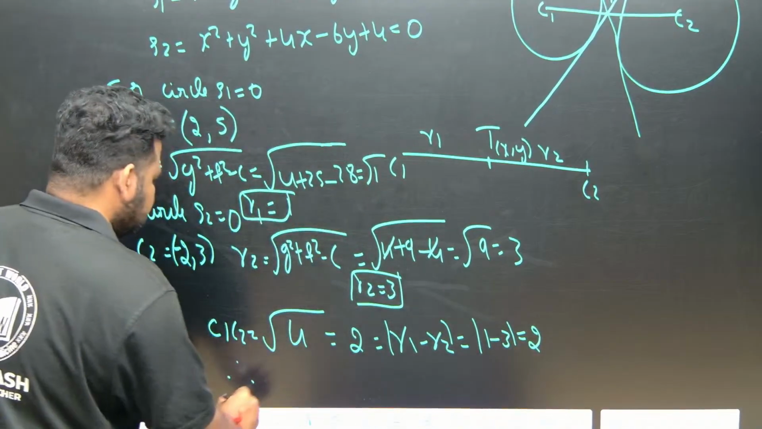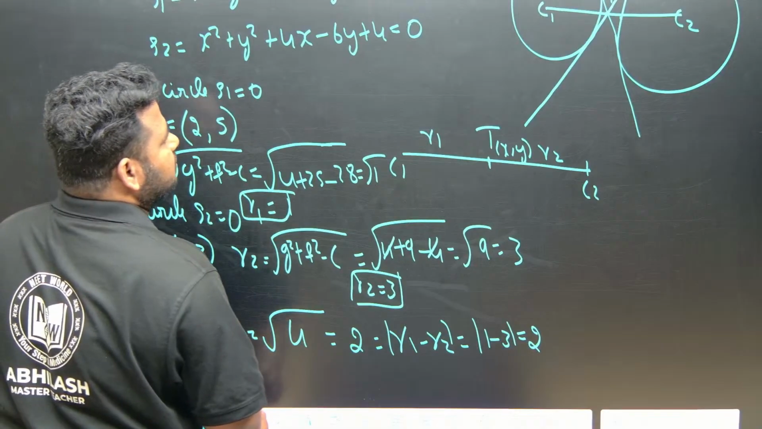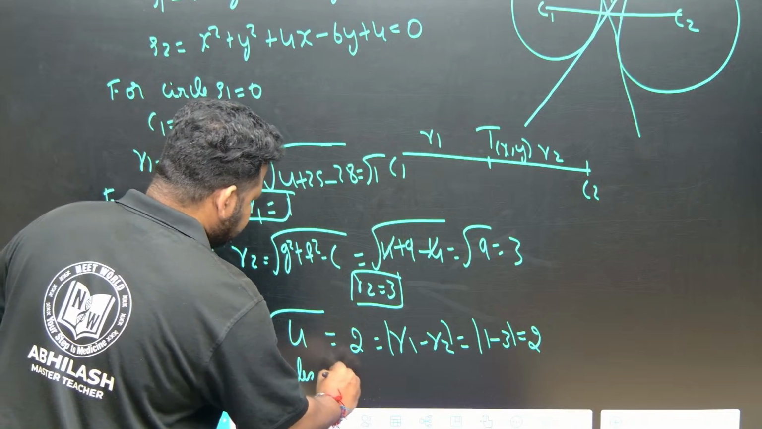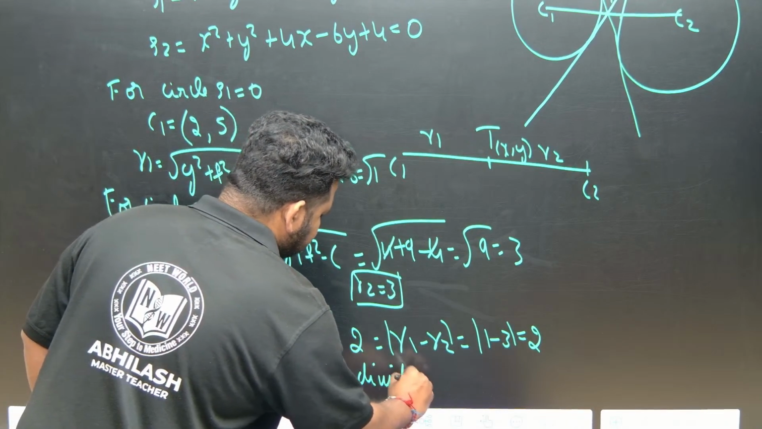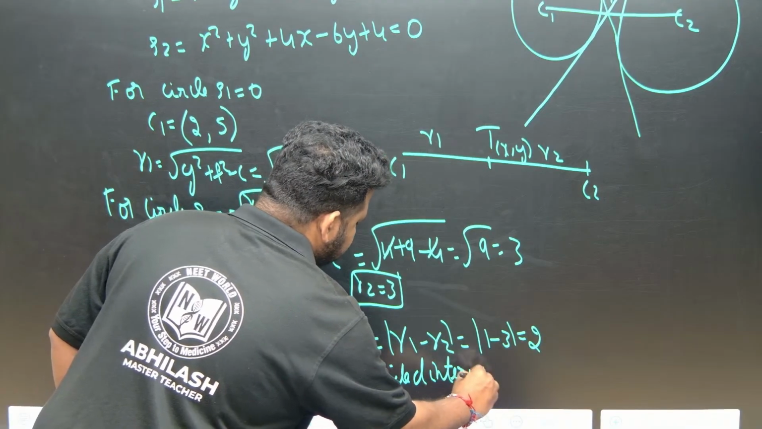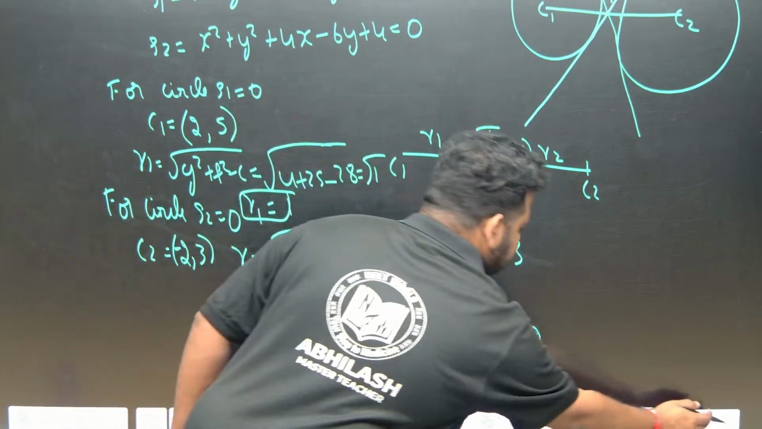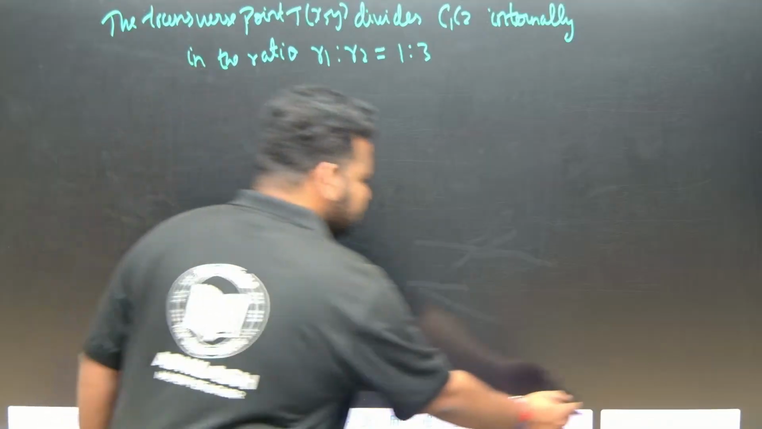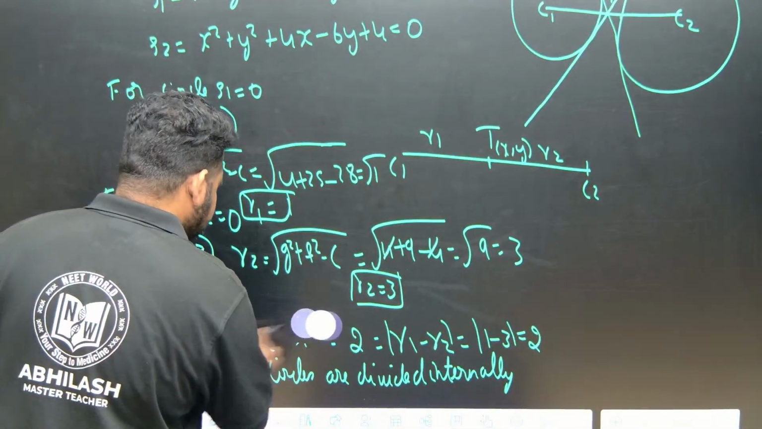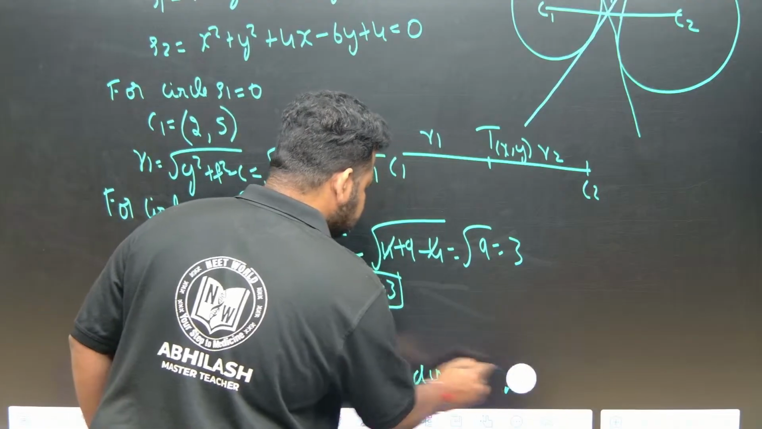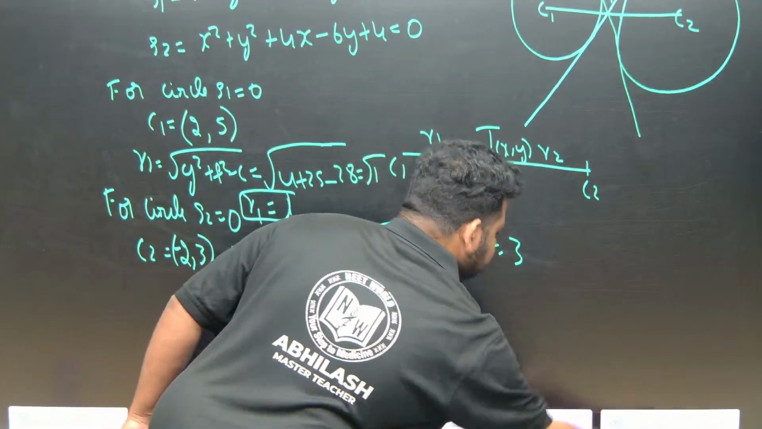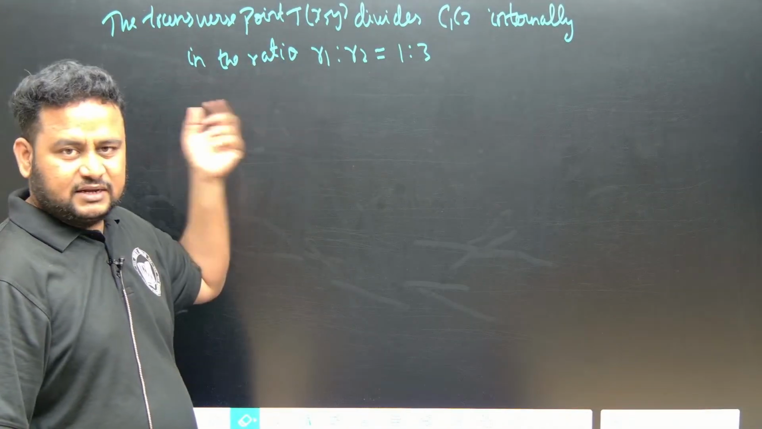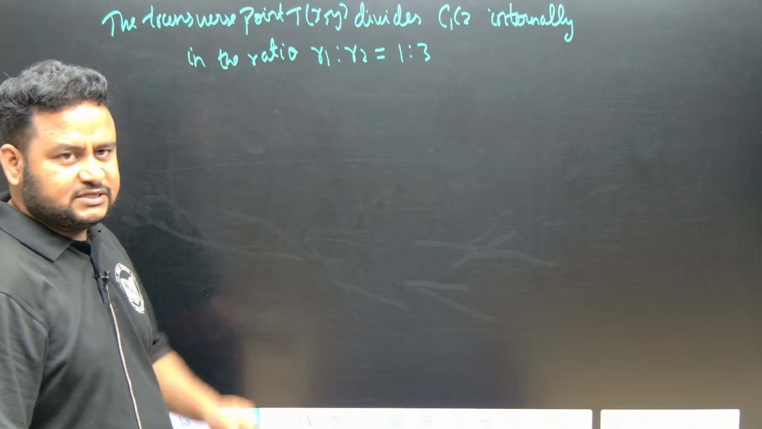Therefore the circles are divided internally. This is what we got from here, correct? Otherwise you don't have to do this also, it is not required at all actually. Directly you can get it, because the transverse point proves that it is correct. By the definition of the transverse point itself we will know that it divides in the ratio 1 is to 3.